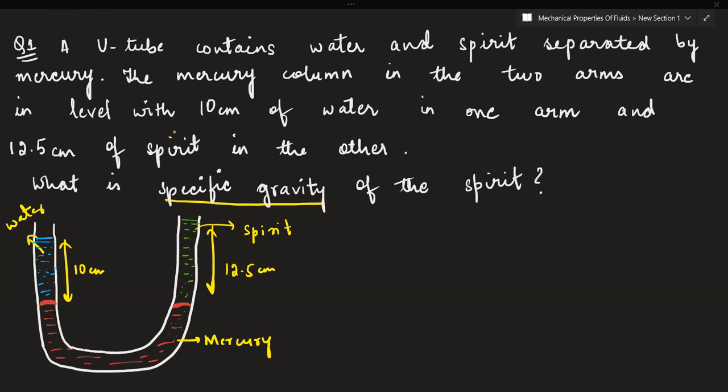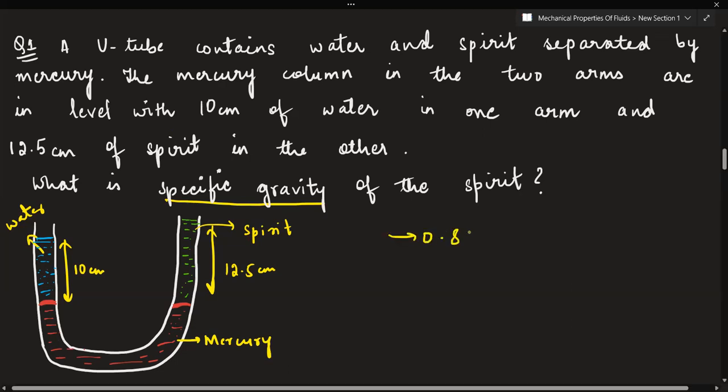Ma'am, 0.8, ma'am. Yes, right. 0.8. The relative density is coming as 0.8. Correct. And it would be unitless. Okay, ma'am. I'm adding another part to this question. Try that one.